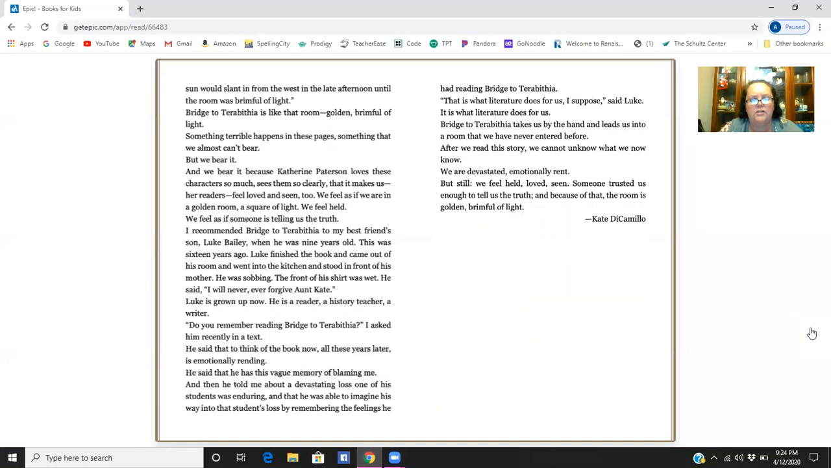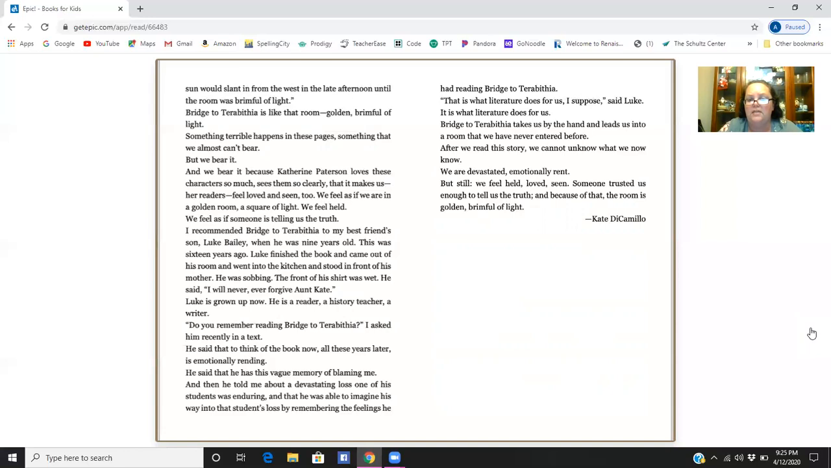Do you remember reading Bridge to Terabithia? I asked him recently in a text. He said that to think of the book now, all these years later, is emotionally rending. He said that he has this vague memory of blaming me. And then he told me about a devastating loss one of his students was enduring, and that he was able to imagine his way into that student's loss by remembering the feelings he had reading Bridge to Terabithia. "This is what literature does for us, I suppose," said Luke. It is what literature does for us.